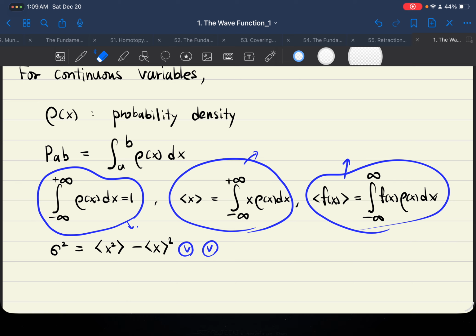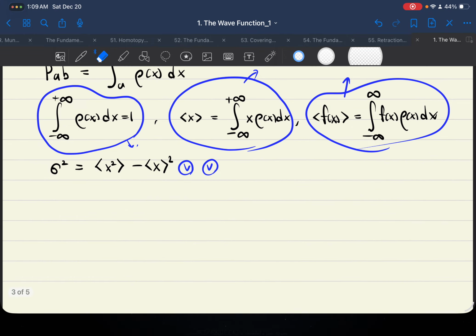And then the expectation value of x is the integral over the whole space of x rho(x). Also, the expectation of f(x) can be computed similarly. Here the sigma squared formula also holds.